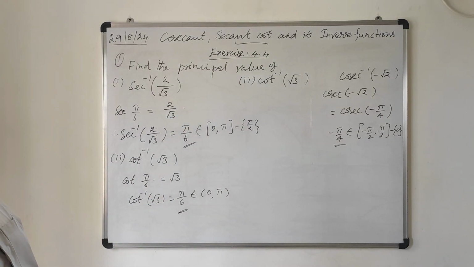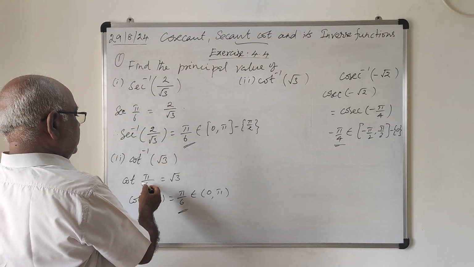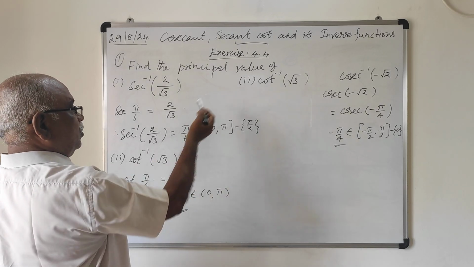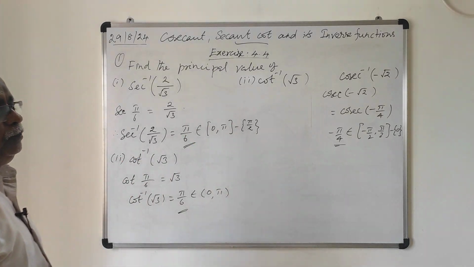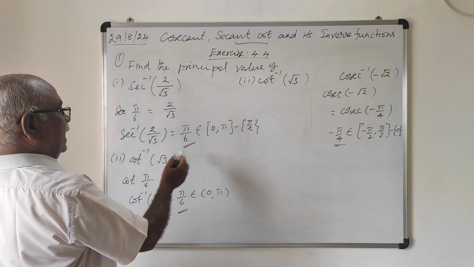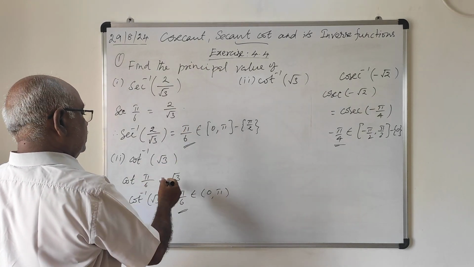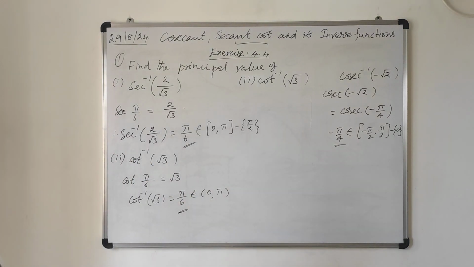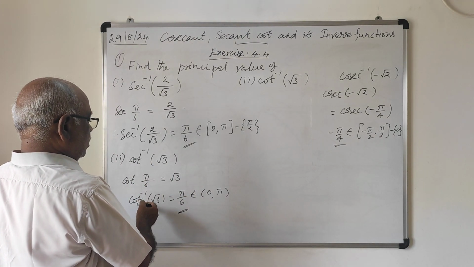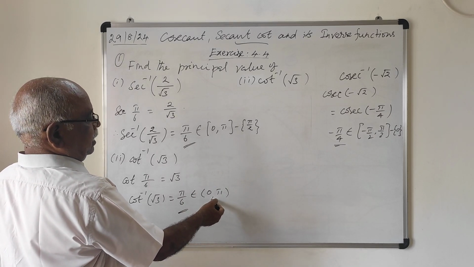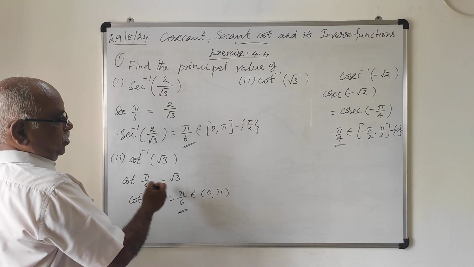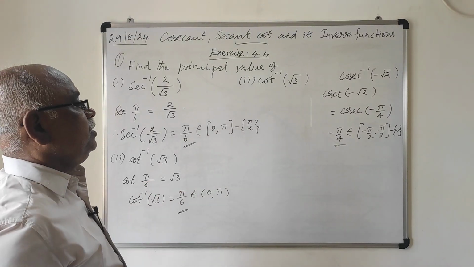Similarly, cot inverse root 3. See, tan 30 is 1 by root 3. Similarly, cot 60 is 1 by root 3. Cot 30 is root 3. Similarly, tan 60 is root 3, and the reciprocal, cot 30, is root 3. So cot 30 is pi by 6. Therefore, cot inverse of root 3 is pi by 6, which is in the domain 0 to pi. So the value of cot inverse root 3 is pi by 6, 30 degrees.